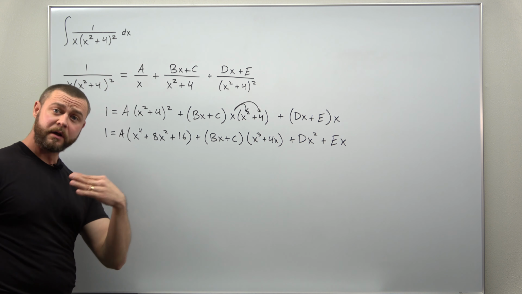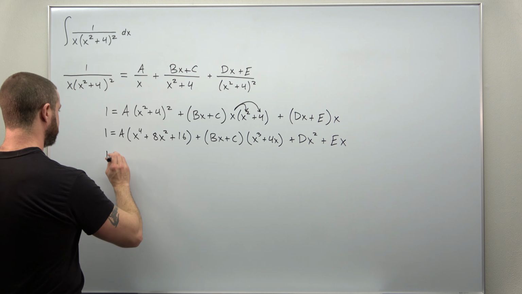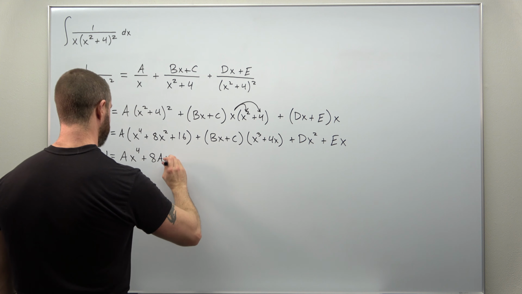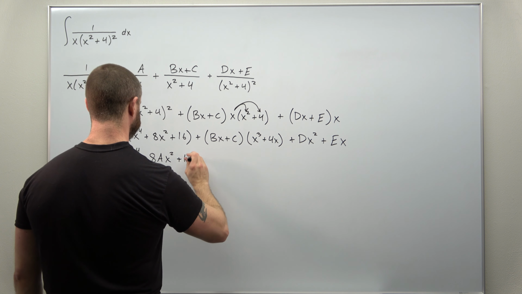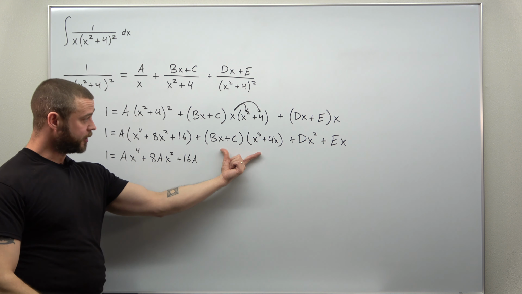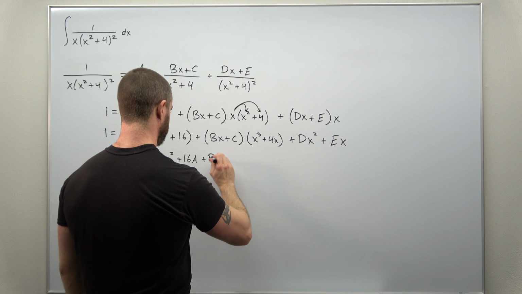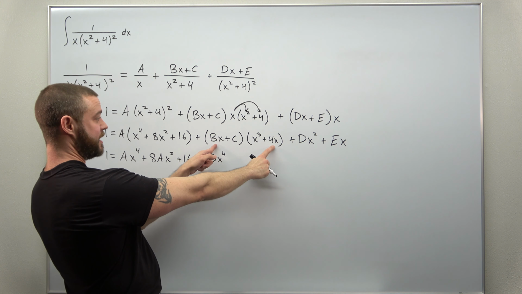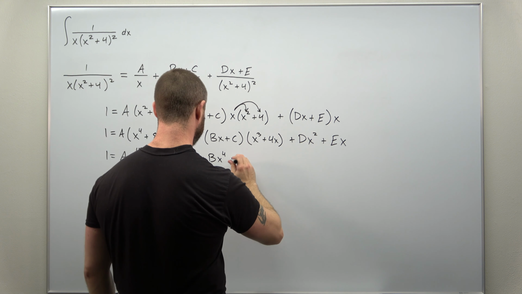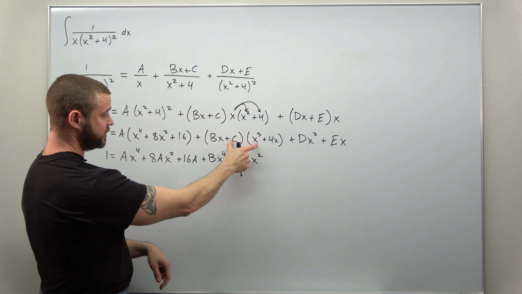All right, we still have some more multiplying out to do. So you can multiply your A through the parentheses. Ax to the fourth plus 8Ax squared plus 16A. This middle part, we can FOIL. Looks like we get a Bx to the fourth. Looks like we get 4Bx squared. All right, we now go to our inners, Cx cubed.